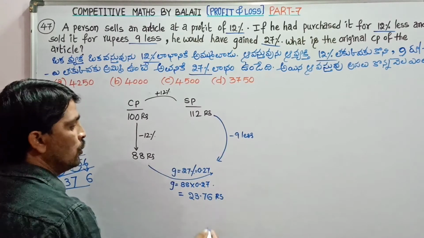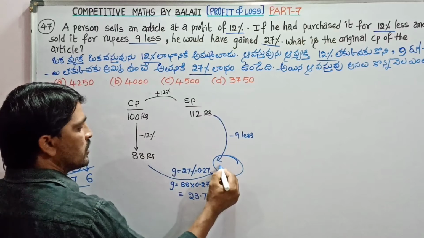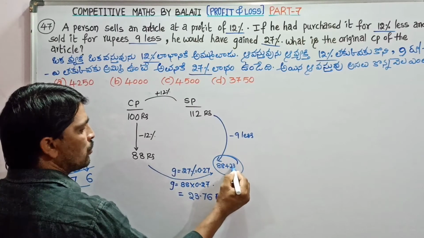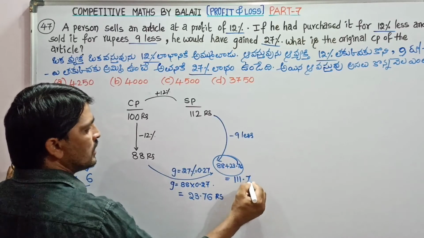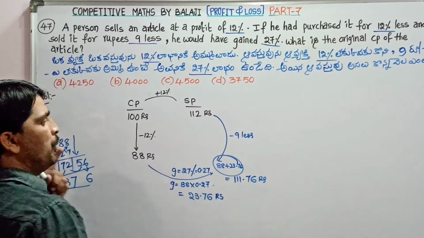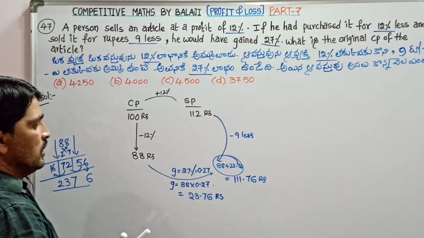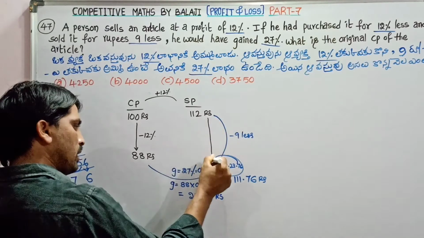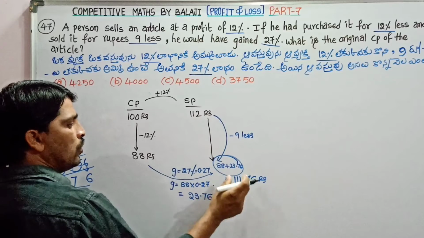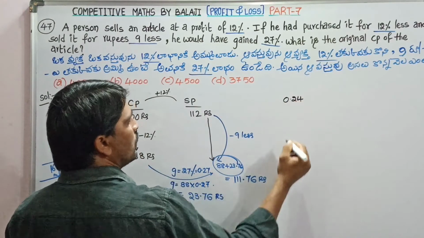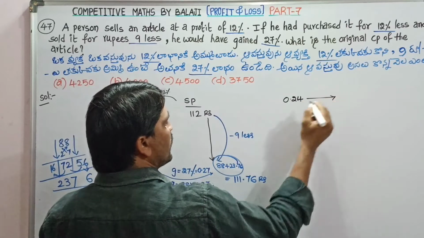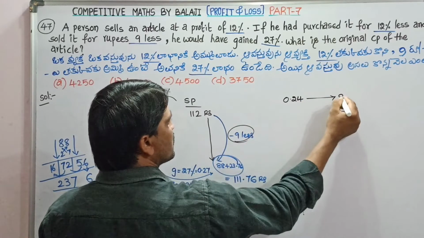the gain. So the new SP becomes 88 plus 23.76, which is equal to 111.76 rupees. That is the new SP. Now see the difference between SP 112 and 111.76, that is 0.24. 0.24 units value is 9 rupees less.